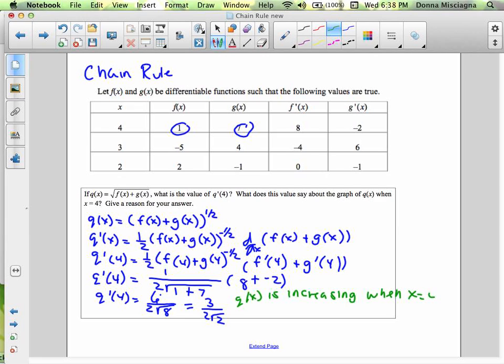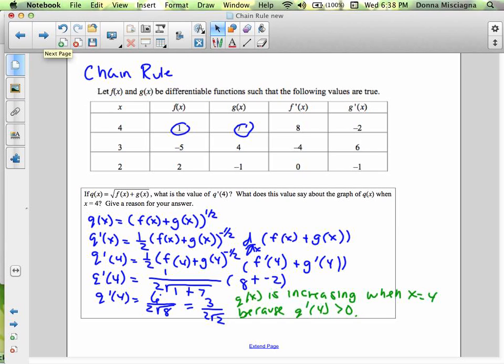When x equals 4, because q prime of 4 is greater than 0. Right? So that number is greater than 0, so it is increasing.